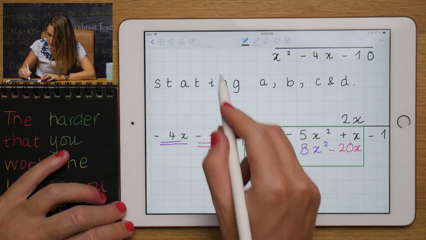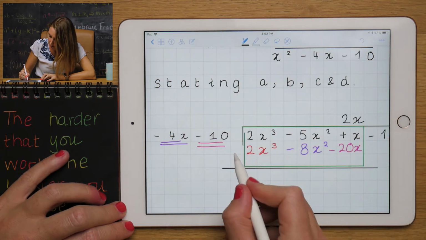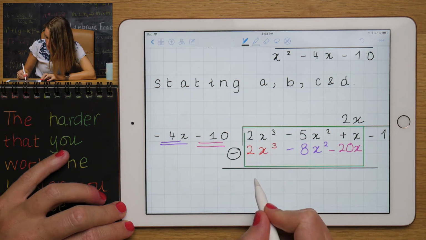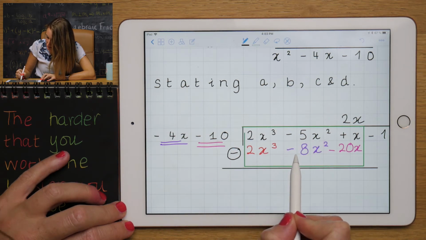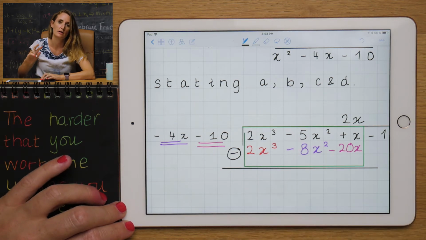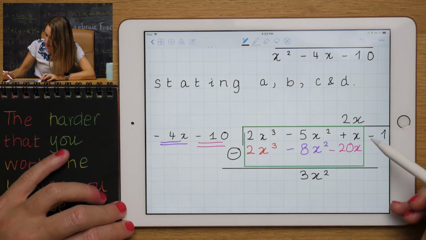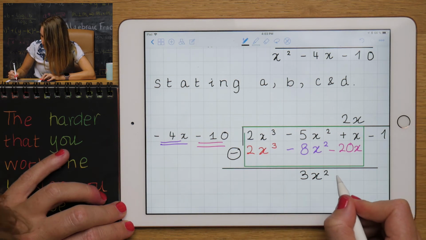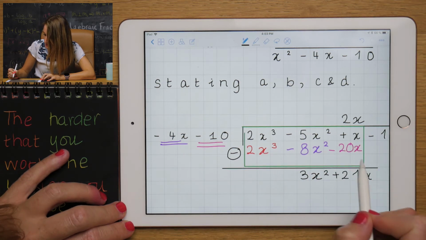What you want to do to start the next line is you subtract the top line minus the bottom line. So you're going to do a minus. 2x cubed minus 2x cubed is 0, so you don't write anything here. Minus 5x squared minus minus 8x squared is minus 5x squared plus 8x squared because of that double minus. So that will give you 3x squared. x minus minus 20x, again a double minus, would give you plus 21x, because 1 and 20 is 21.